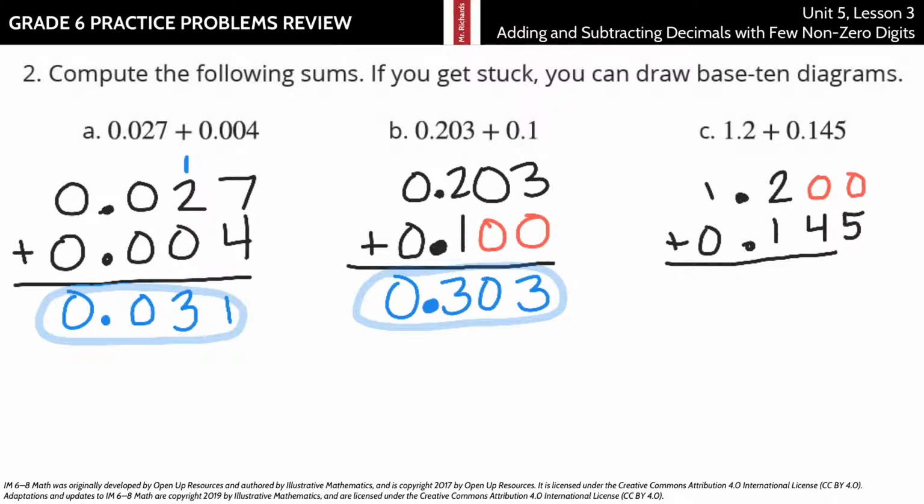0 and 5 in our thousandths spots results in 5 thousandths here. 0 and 4 in our hundredths is 4 hundredths. 2 and 1 in our tenths is 3 tenths. Decimal point comes down. And 1 in our ones plus 0 in our ones is 1. And so we have 1 and 345 thousandths.